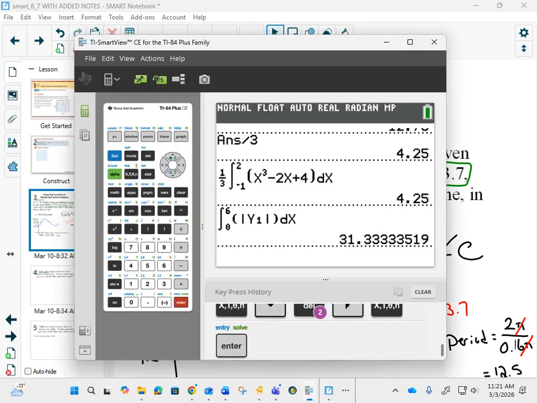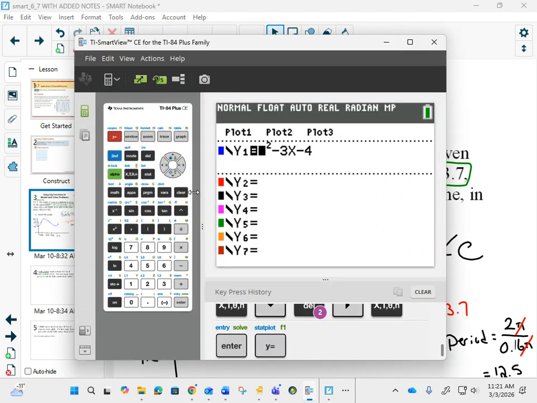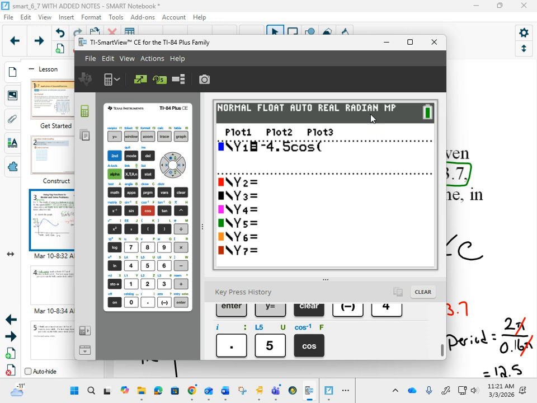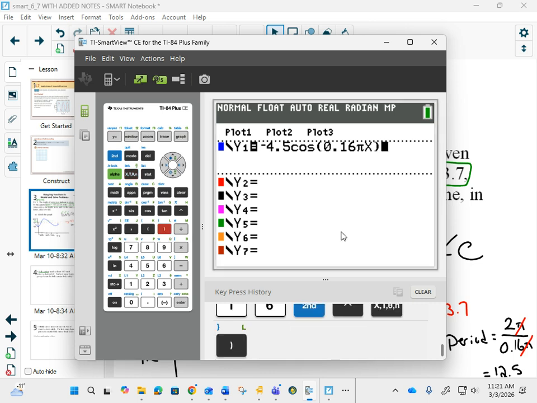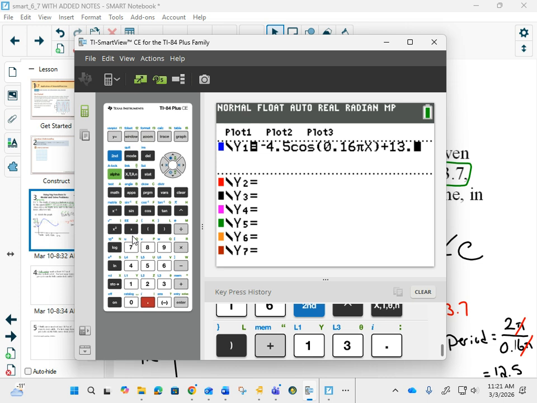So I open up my calculator, I go to y equals, and I'm going to write negative 4.5 cos. I make sure that I'm in radians, which I am, 0.16 pi, and then my variable is going to be x. So you make sure you don't forget that variable, plus 13.7.